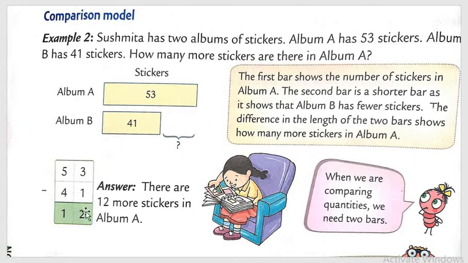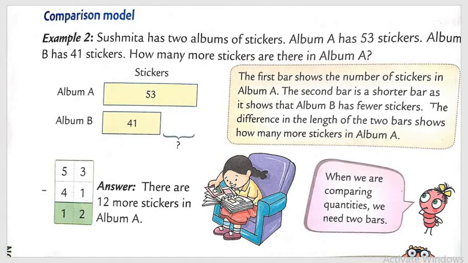3 minus 1 is equal to 2 and 5 minus 4 is equal to 1. So the answer is 12. There are 12 more stickers in album A. Sorry, there are 12 more stickers in album A. Understood, all students?